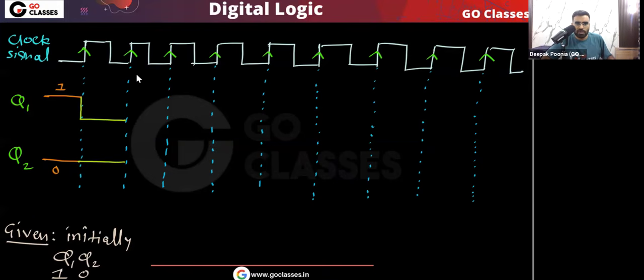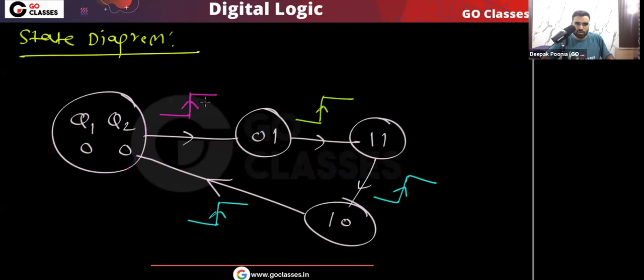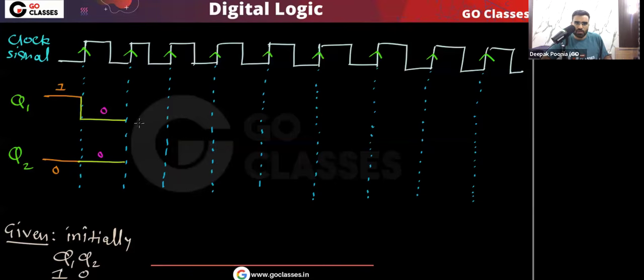I hope you understood. Now let's see at the next rising edge what will happen. From 0, 0, what is the next state? If the present state is 0, 0, then at the next rising edge, the state will become 0, 1. Okay, so now remember the state will become 0, 1. Already this Q1 is 0, so it will remain 0 and this Q2 will become 1.